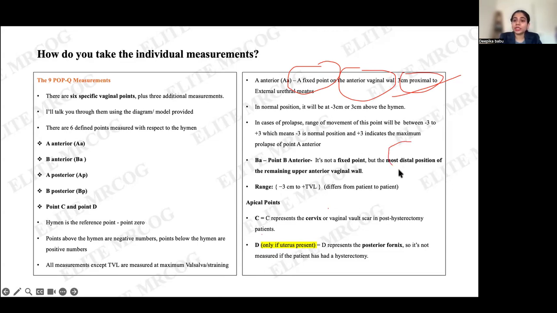Then B anterior is not a fixed point, it's a dynamic point. In fact, it is the most distal point. A anterior is a fixed point. B anterior is the most distal point on the remaining upper anterior vaginal wall.